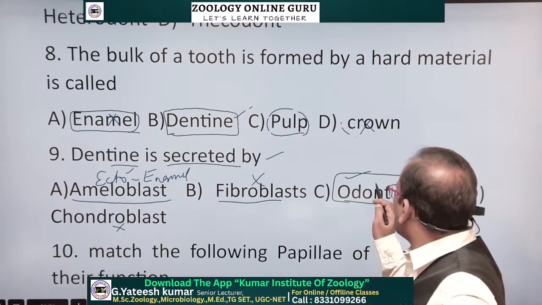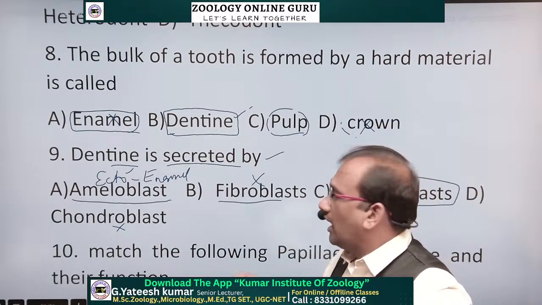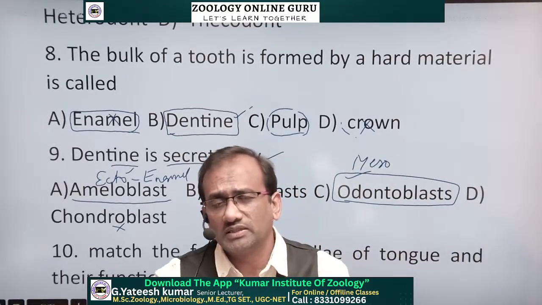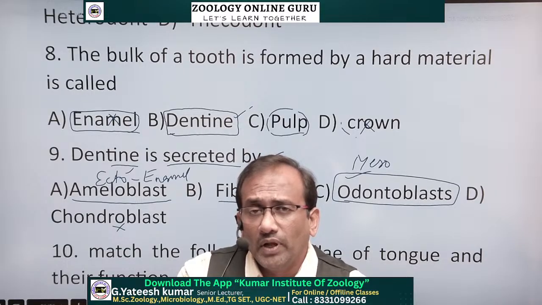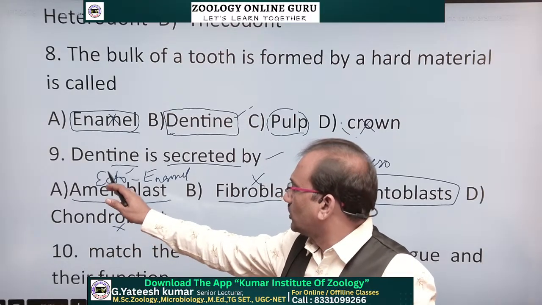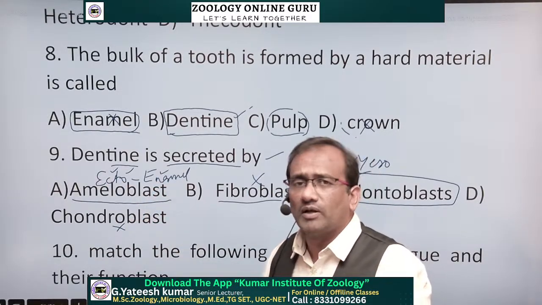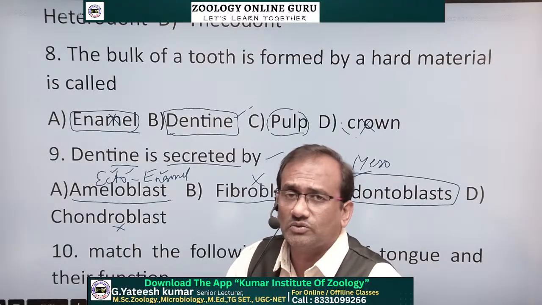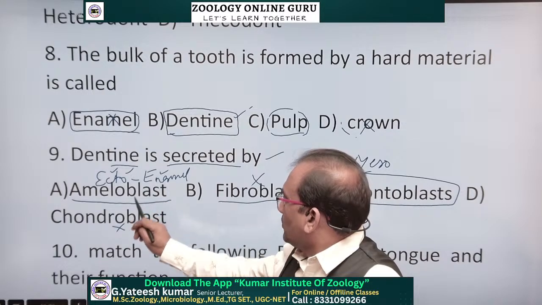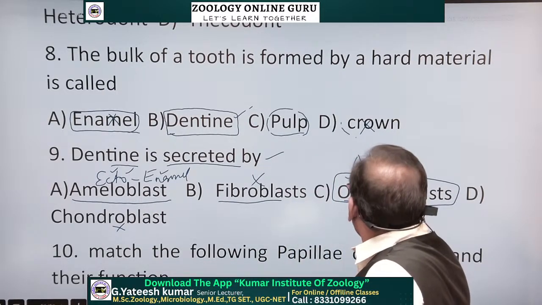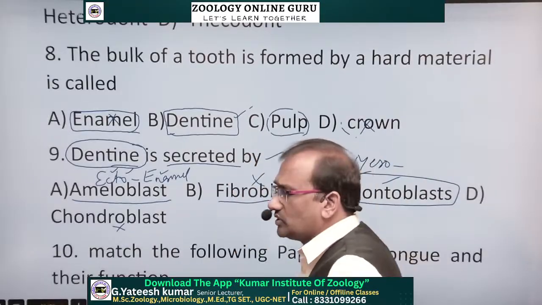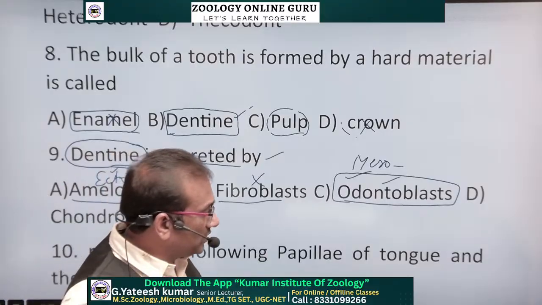Here it is odontoblast. Odontoblasts are cells mesodermal in origin, and they produce the bulk of the dentine. Ameloblast cells, ectodermal in origin, produce the enamel, the outer white covering, which is also the hardest material in our body. So enamel is ectodermal, and odontoblasts are mesodermal. Dentine is secreted by odontoblast mesodermal cells.